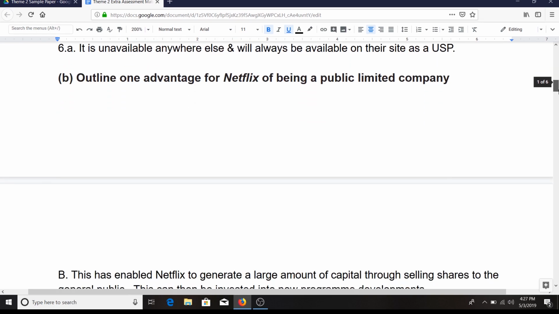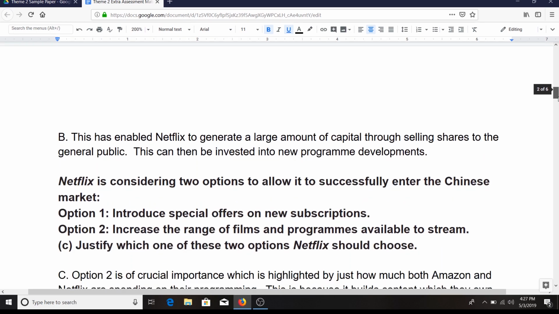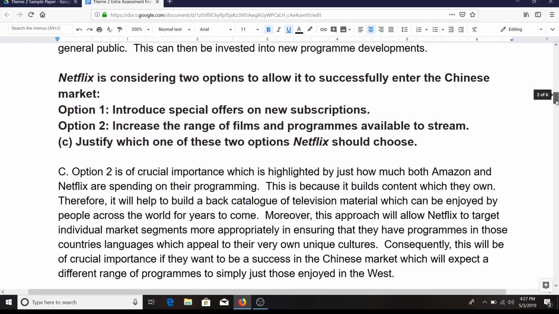Outline one advantage for Netflix being a PLC, so 2-mark question. This has enabled Netflix to generate a large amount of capital through selling shares. Well, that's the point of identification, okay. And then this can be invested into new program developments. Okay, so that is the application. You've got to get application across in your answer there. So that's really important. Excellent.